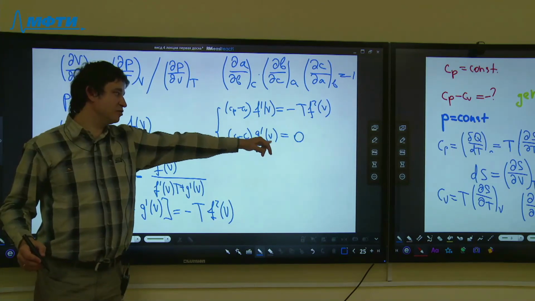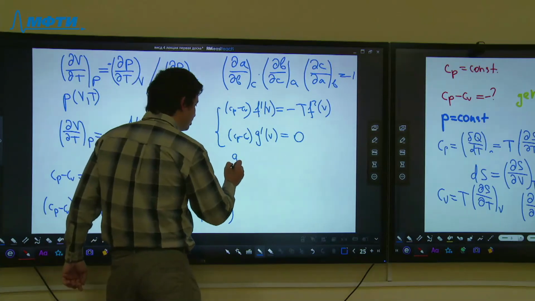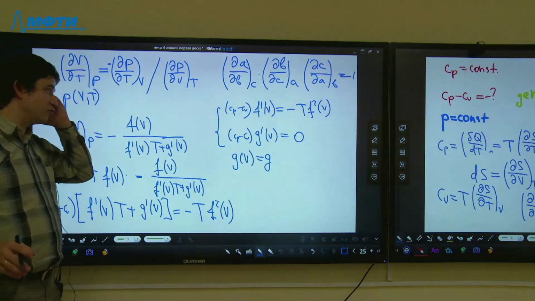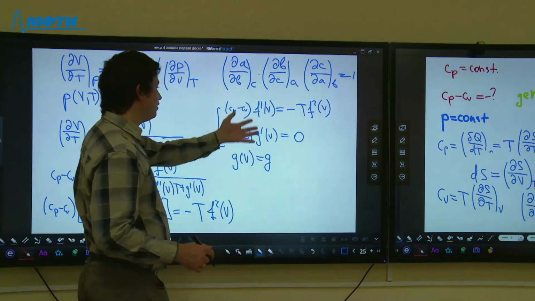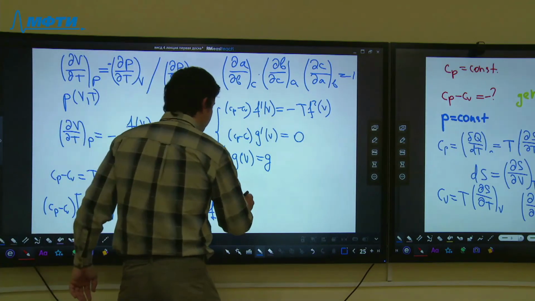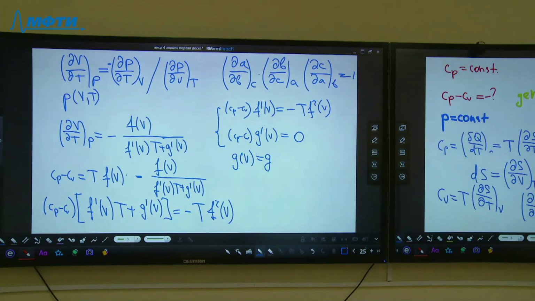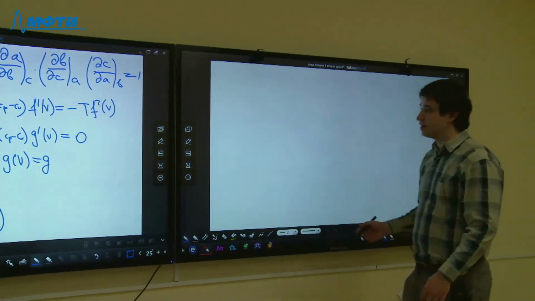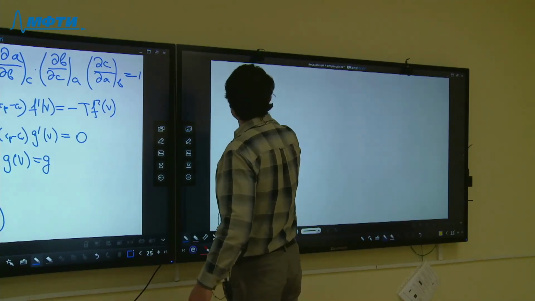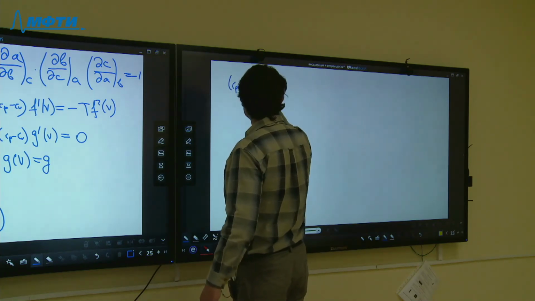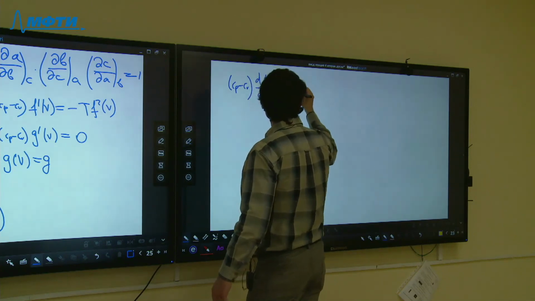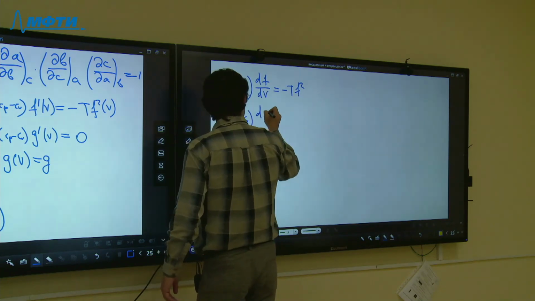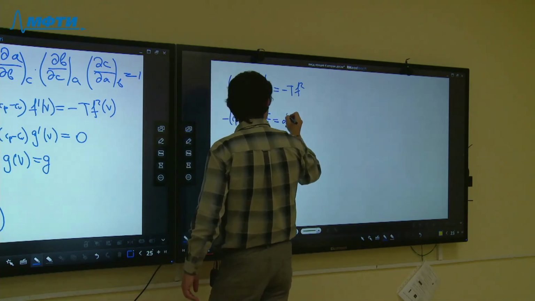Since the derivative of g with respect to V is 0, that means that g of V is just a constant g. So it is a function which is independent of both volume and temperature. And for this one, we again use this variable separation method. So on the next one we have here, Cp minus Cv times df over dV equals minus T f squared. Once again, minus Cp minus Cv times df over f squared gives you dV.